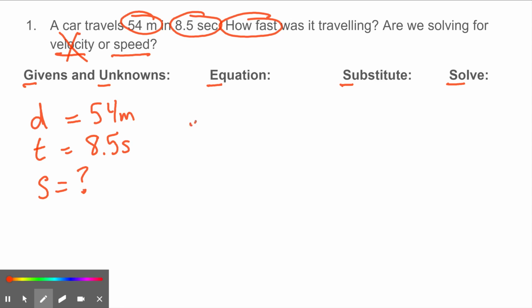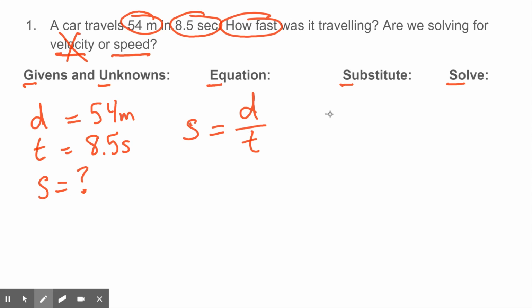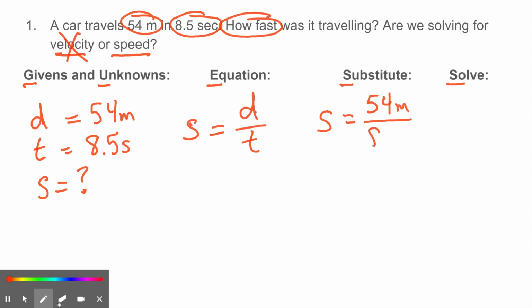So our equation, speed is equal to distance divided by time. Now let's substitute and solve. We don't know speed, so we're going to leave the s as our variable. Our distance is 54 meters, and our time is 8.5 seconds.